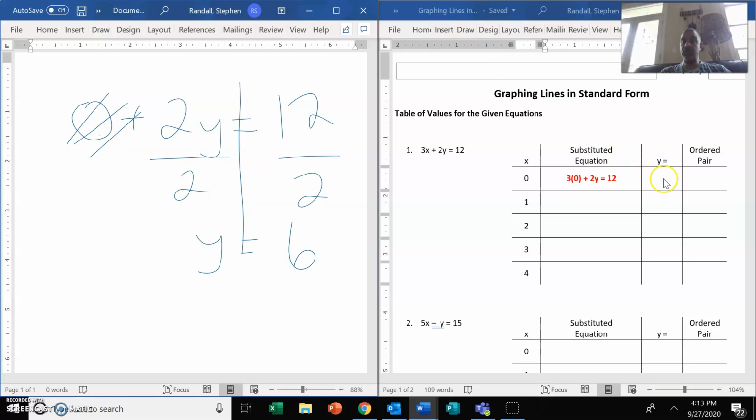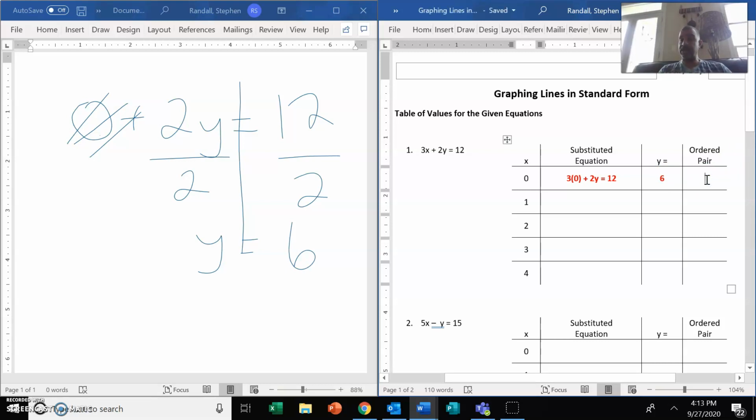So now I can go over here and say y equals 6. And I end up with an ordered pair. Remember that from graphing in 5th grade, and you did some of this last year, and some of this in 7th grade as well. So now we end up with the ordered pair x is 0, comma, y is 6.